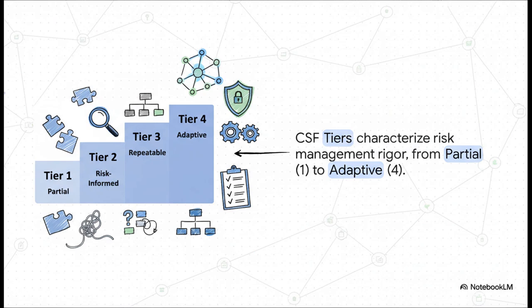Now, to help build those profiles, the framework gives you something called tiers. And it's really important to note, these aren't maturity grades. It's not like getting an A or a C. Instead, tiers are a way to describe how your organization manages risk. They range from Tier 1, which is kind of reactive and ad hoc, all the way to Tier 4, where cybersecurity is proactive and just part of the company culture. Your current tier helps you ground your current profile in reality, and your target tier helps you decide how ambitious to be with your target profile.